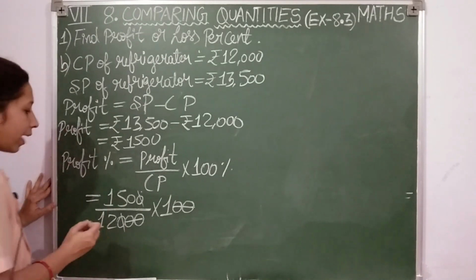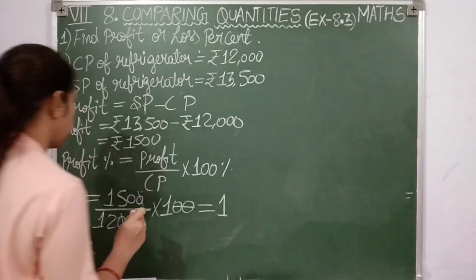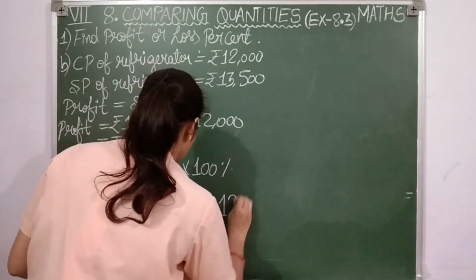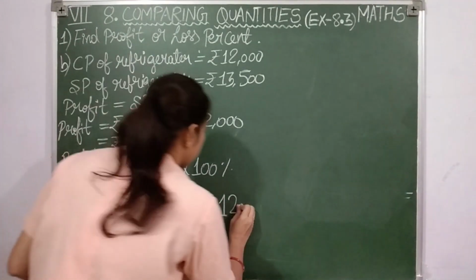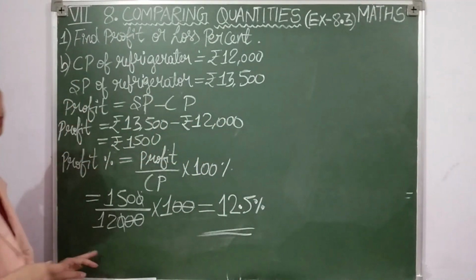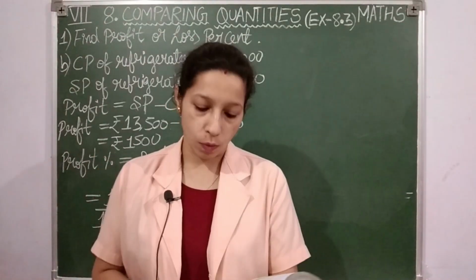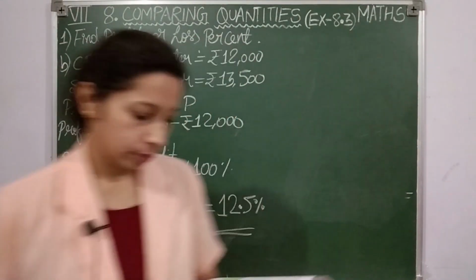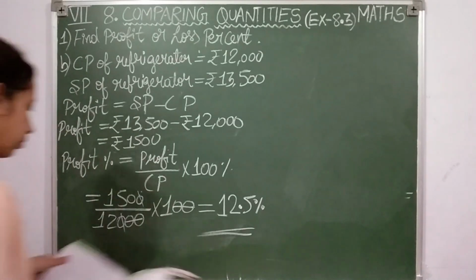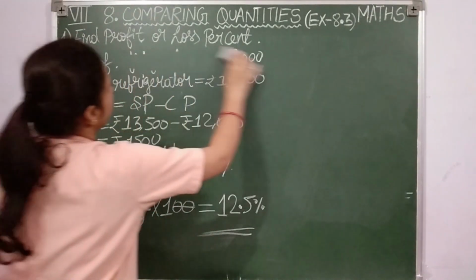Now 150 divided by 12. So you can divide and check. 12 ones are 12, 13, 14, 15, 3 left. Okay, so 12 twos are 24, 6 left. 12.5% will be your profit, student. Clear? Now C point, you can do your work. D point, let us see. Okay, let us see the D point now.